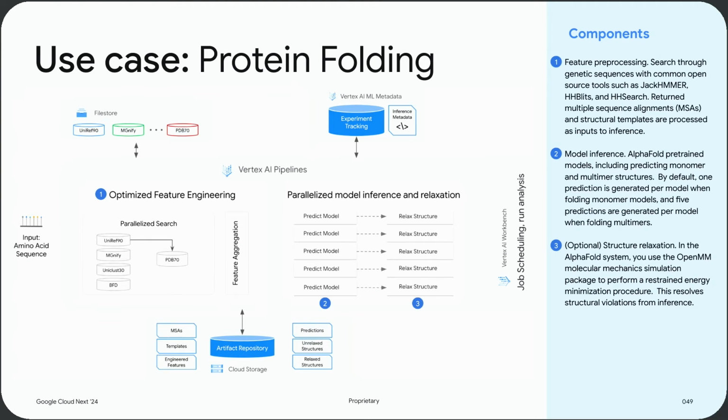This is an example of the architecture that was used to implement that use case. And you can see it included the Vertex AI pipelines were used to support the feature preprocessing, the model inference, and the structure relaxation pieces, as well as a number of other cloud components as well.